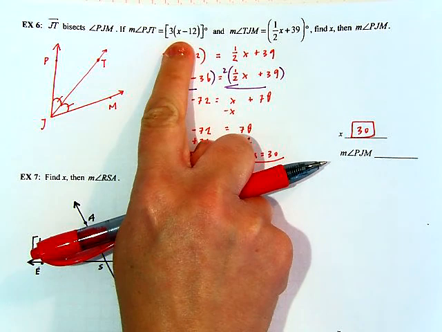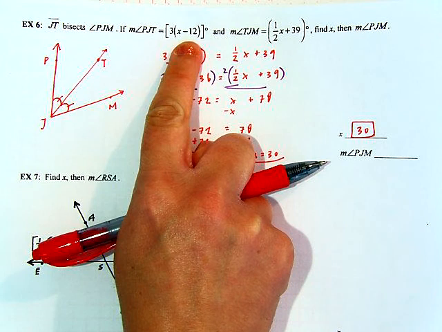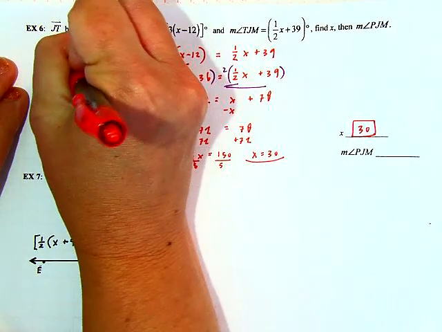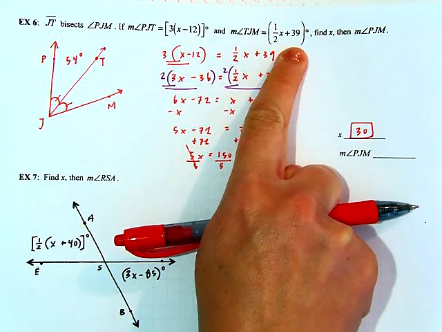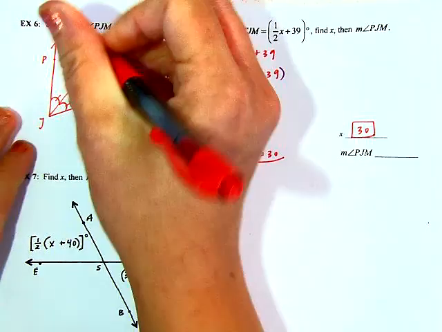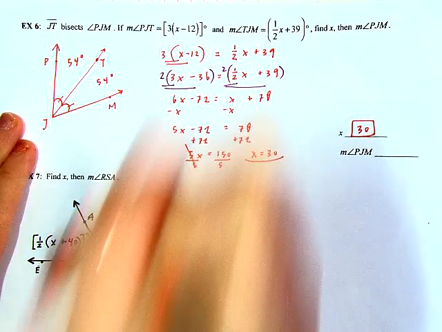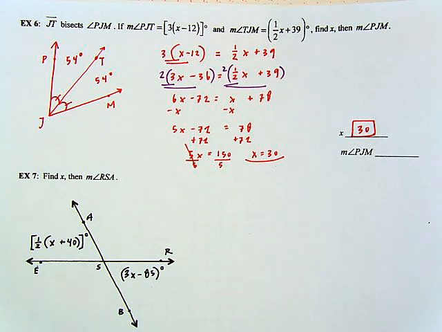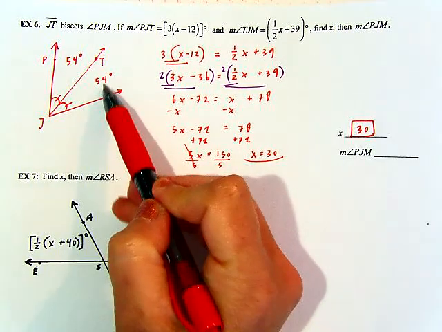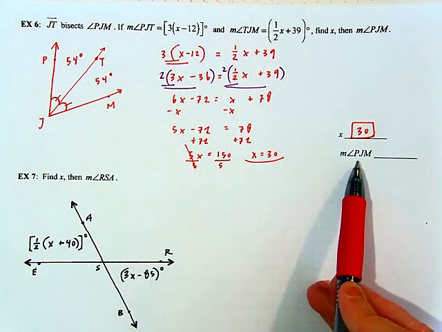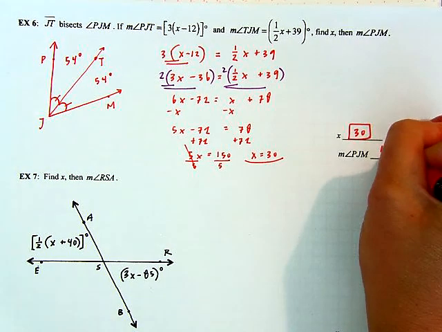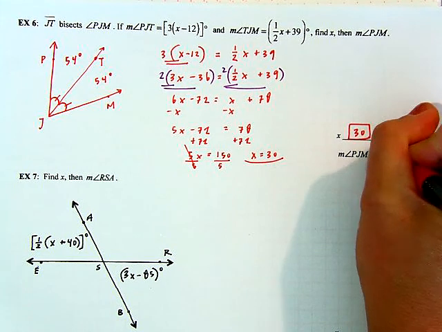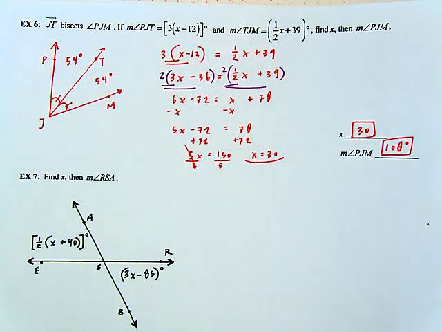So if I plug it back in here, 30 minus 12 is 18. 3 times 18 would get me 54 degrees right here. Okay, half of 30 is 15. 15 plus 39 will get me 54 as well. So good, that confirms that I've done my job, because if I'm bisecting an angle, I'm creating two congruent parts with measures that are the same. So these are both 54 degrees, right? And then the measure of PJM, this full measure, if I add those two 54s, that gets me 108. So that total degree measure of the larger angle is 108.